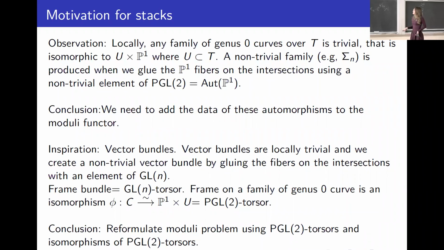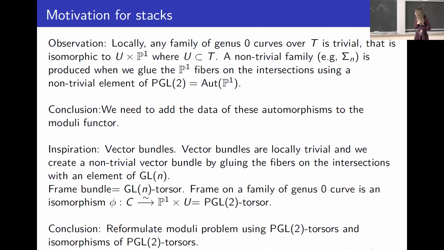So why am I talking about this example? You might have heard the slogan before that a functor is not representable because your moduli objects might have non-trivial automorphisms. What does that actually mean? It doesn't have much meaning on its own, but what the slogan is really referring to is the fact that you can create these non-trivial families if you have non-trivial automorphisms.